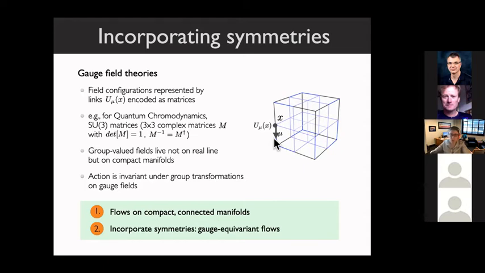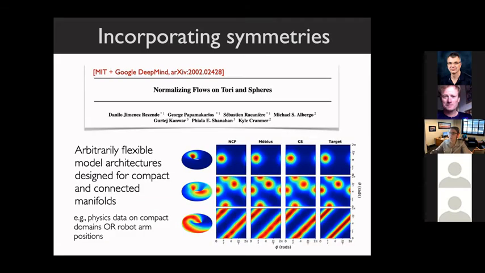So to address this, you really need to go back. You need to design flow architectures for compact connected manifolds in the first place. And then you have to incorporate symmetries. So here's some work from my group in collaboration with Google DeepMind, going back to the start and designing flow architectures on tori and spheres, the simplest examples of compact connected manifolds. And this is, of course, relevant also to other problems, like robot arm positions are represented by angles at each joint, right, which live on compact connected manifolds. So going back and doing this from the ground up has other advantages.